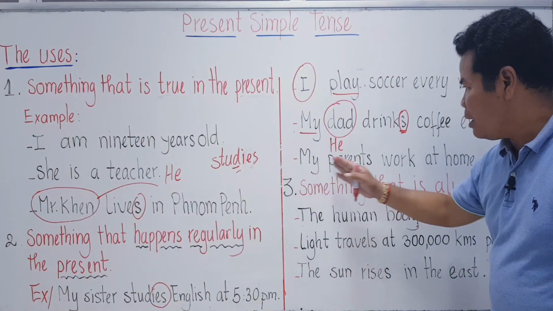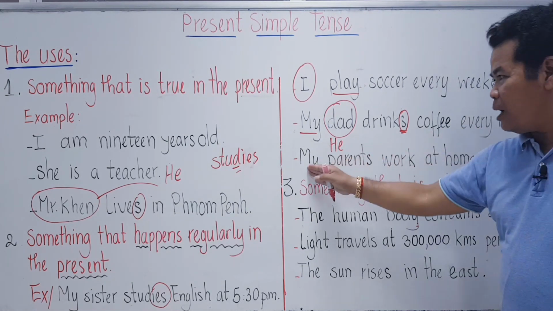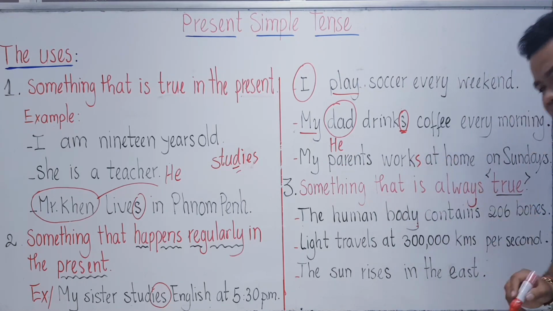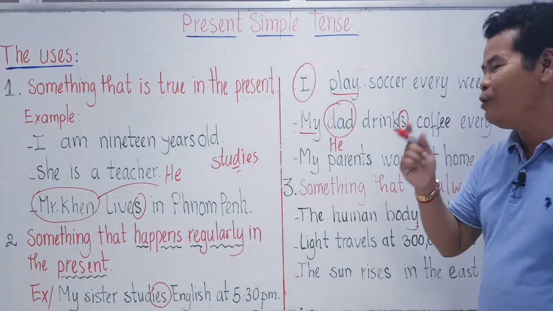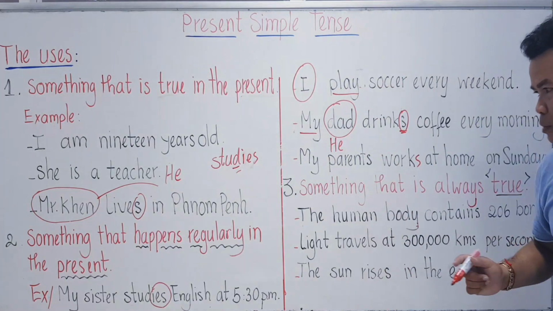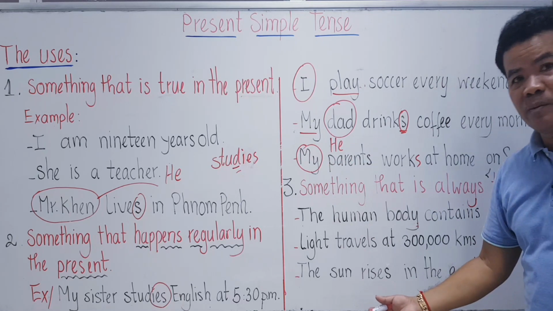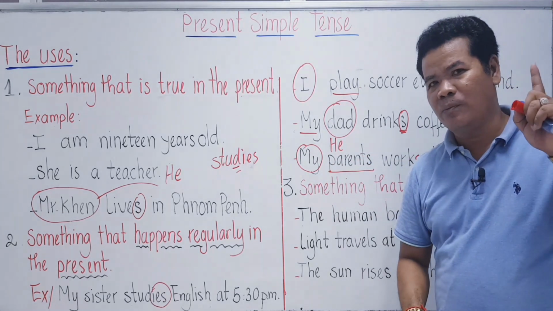Example number 4. My parents work at home on Sundays. So why don't we use S here? We go to the rule again. Let's see the subject. Where's the subject? Is "my" the subject? No. So which one is the subject? Parents. Think about the word parents.